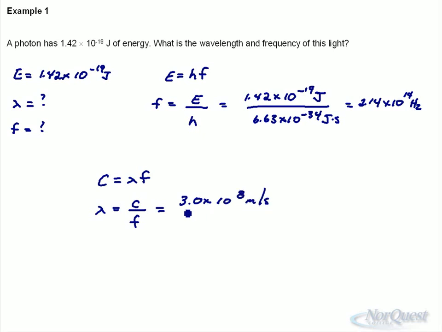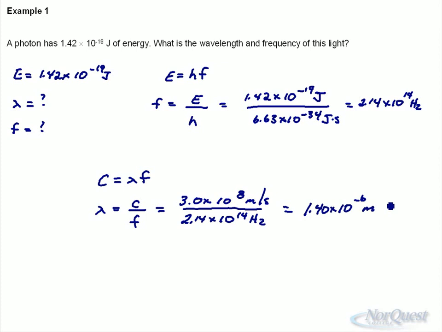So 3.0 times 10 to the 8 divided by 2.14 times 10 to the 14 hertz. I still got my original number in here. 3 to the exponent 8 divided by my previous answer, and I get 1.40 times 10 to the negative 6 meters.